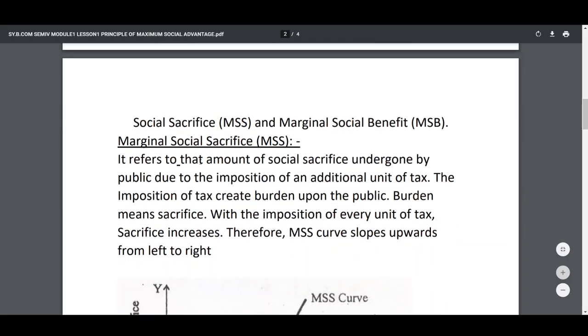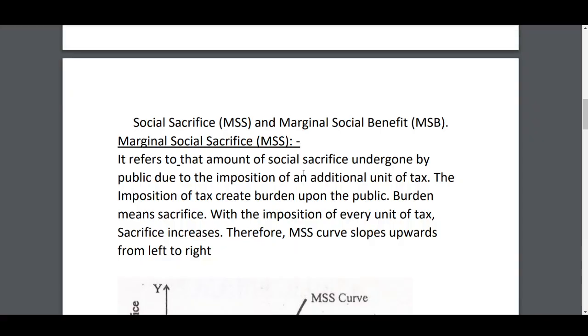Now, what is MSS? It refers to that amount of social sacrifice undergone by the public due to the imposition of an additional unit of tax. It means that whenever the government increases an additional unit of tax, the sacrifice of the public increases. We all pay tax, but not out of happiness. It always gives a pinch to the taxpayer, and that is known as the sacrifice.